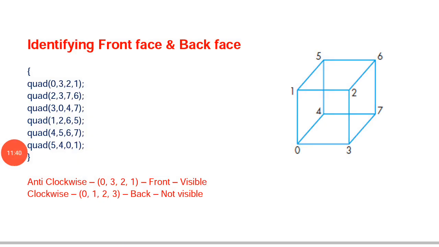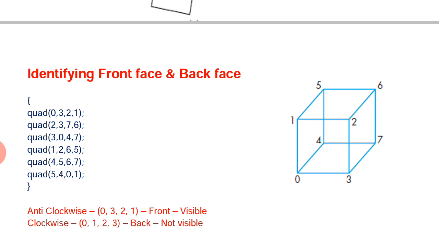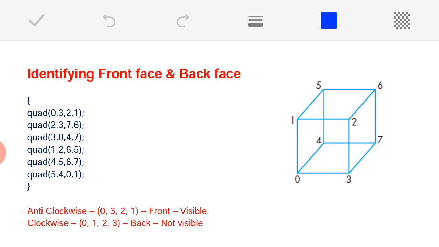Next is how we will identify whether the face of the polygon is a front face or a back face. Is it clear? Just have a look over here. This is a very important concept that you need to learn. For example, if I take one portion of this as a polygon, 0, 3, 2, 1, this is a polygon. Let it be a square.